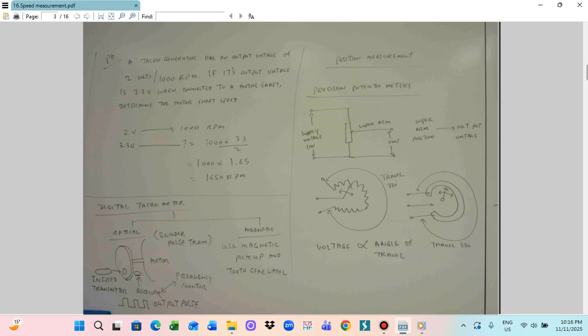Okay, the next topic is position measurement. We utilize the precision potentiometer. A potentiometer is similar to a voltage divider. The supply voltage is constant, so we use the supply voltage here.